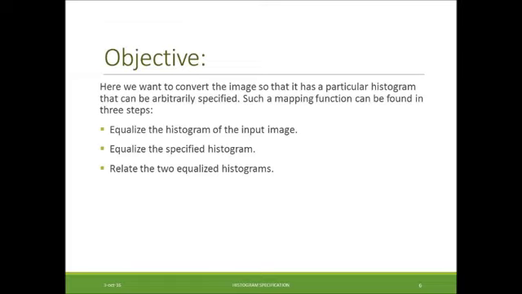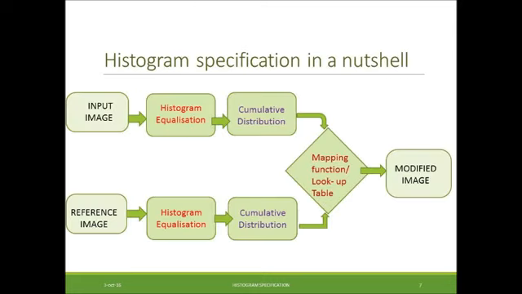Objective. Here we want to convert the image so that it has a particular histogram that can be arbitrarily specified. Such a mapping function can be found in 3 steps: equalize the histogram of the input image, equalize the specified histogram, and relate the two equalized histograms. Histogram specification in a nutshell.